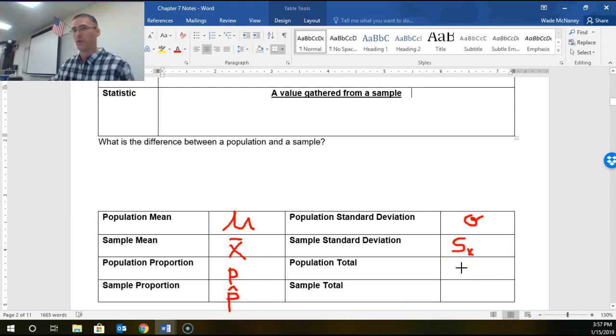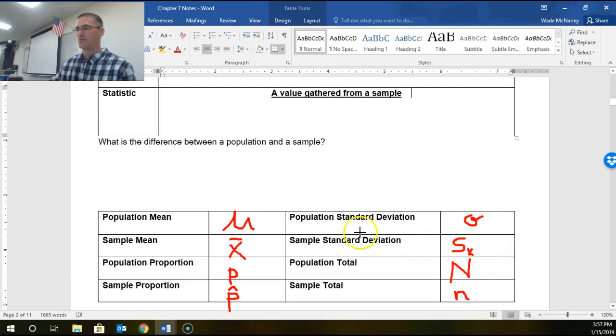Population total. The total number of people in the population is a capital N, and the sample total would be a lowercase n. So in our example, capital N would be the 2,100 students at Olathe Northwest High School. The lowercase n, the sample value, the number in the sample, would be the number of students in our class.